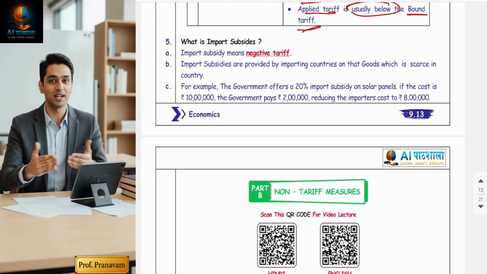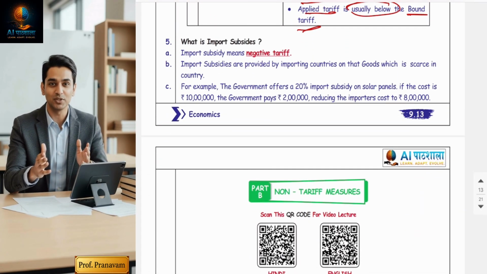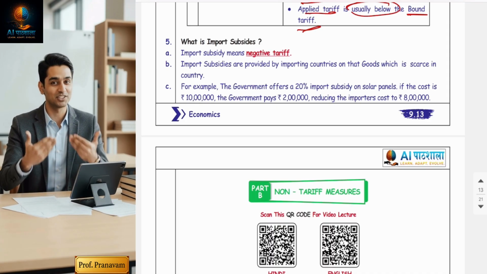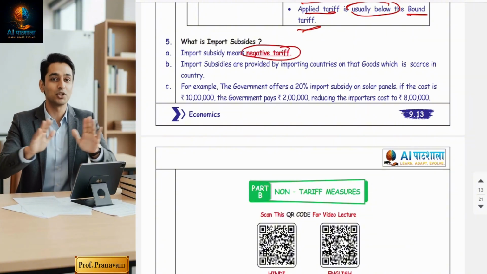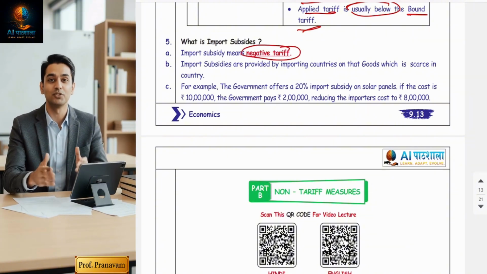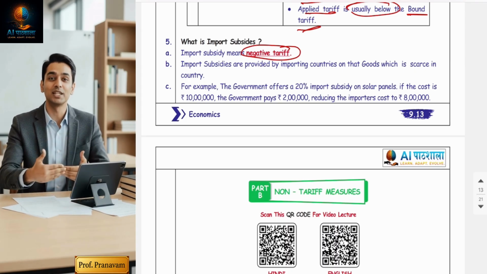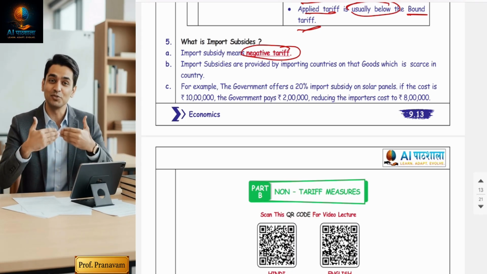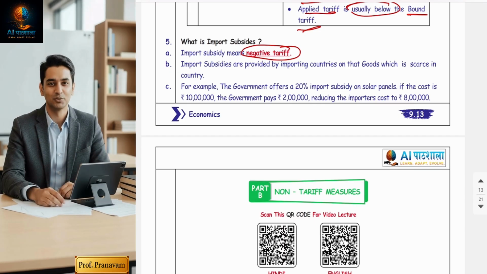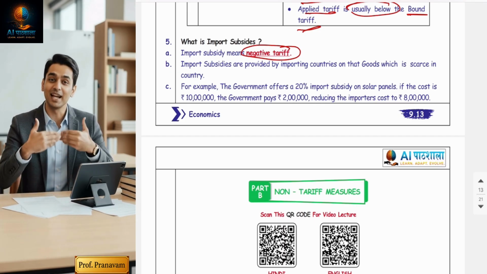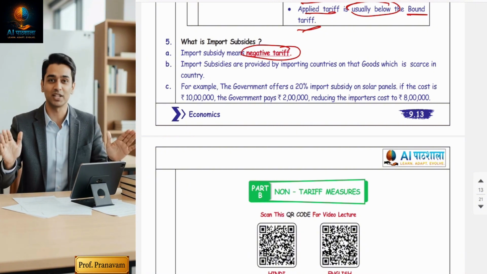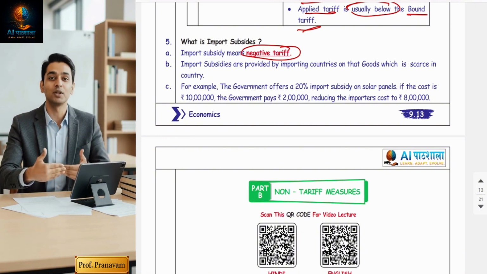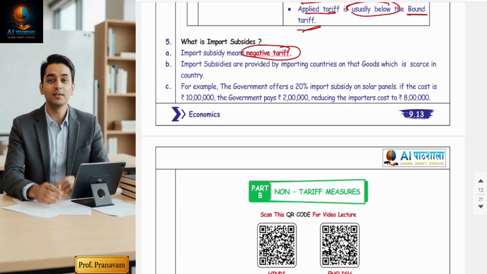Now the last part: what is import subsidy? It is totally the opposite of tariff. Import subsidy is also called negative tariff. It means the importing country is not charging a tax on the imported goods. Actually, they are giving subsidies. Why are import subsidies given? Guys, when the government itself needs that a good should be imported, instead of charging tax, it will allow it tax free or give subsidies.